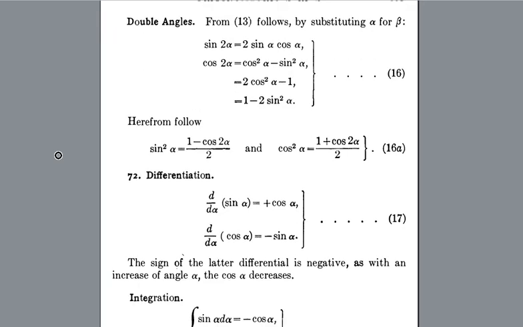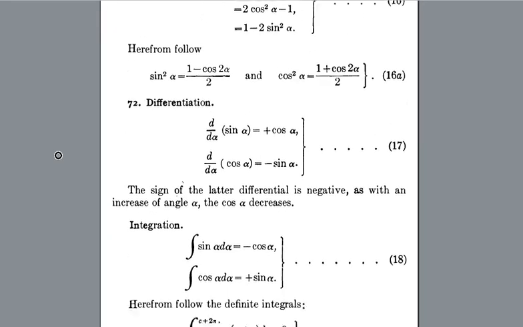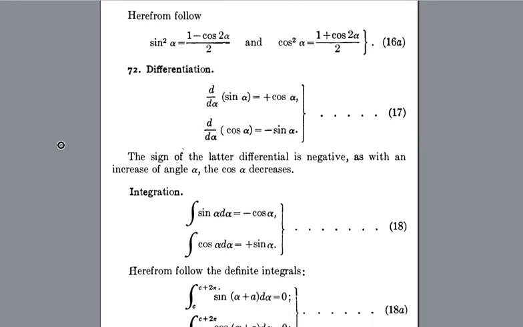72. Differentiation. The derivative of the sine of alpha with respect to alpha equals the positive cosine of alpha. The derivative of the cosine of alpha with respect to alpha equals the negative sine of alpha. The negative sign for the latter derivative arises because as the angle alpha increases, the cosine of alpha decreases.